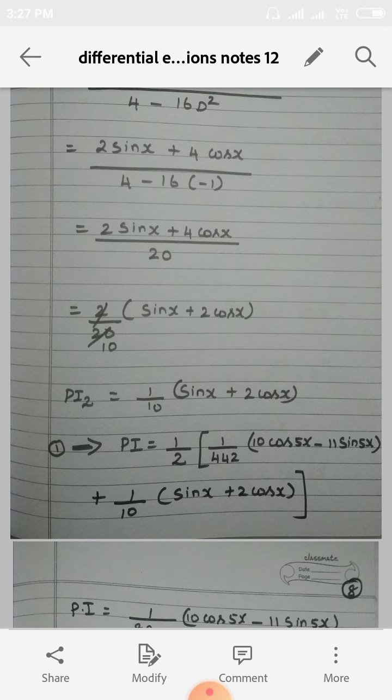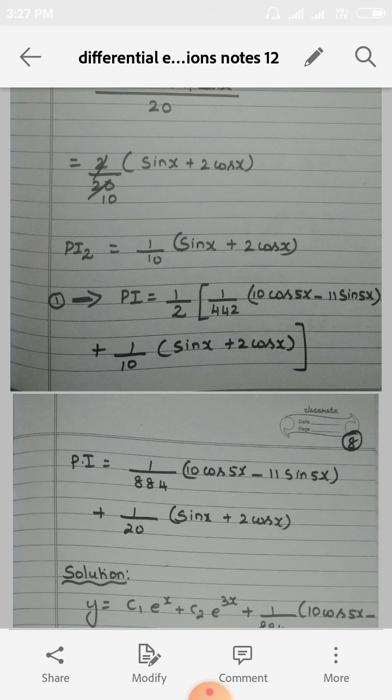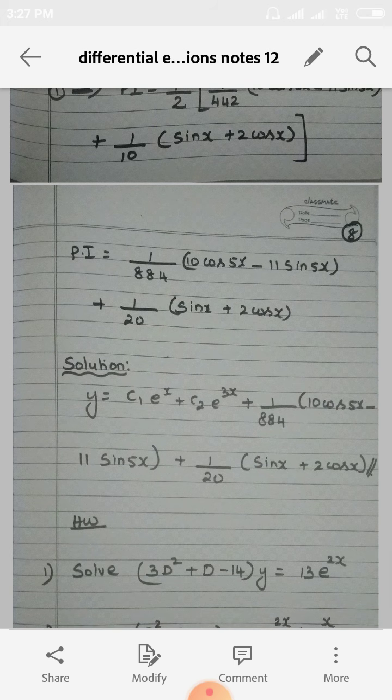Now write the particular integral, which is nothing but 1 by 2 into first particular integral number 1 plus particular integral number 2. And then multiply 1 by 2 outside, we get 1 by 884 plus 1 by 20 into the terms. What is the solution? Y is equal to complementary function plus particular integral, we get the solution.